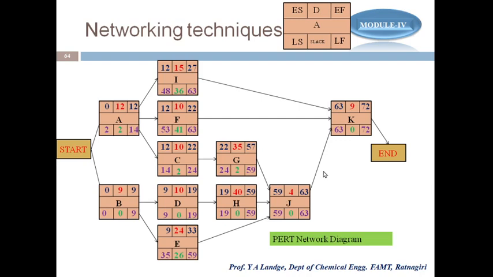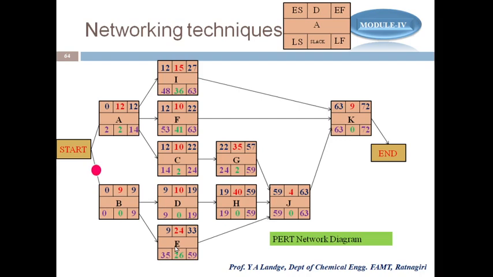Now how to find the critical path? If you observe properly, you see the slack of B is 0, D is 0, H is 0, J is 0, and K is 0. And the other activities have some number, not 0. Now we join those activities whose slack is 0, and that will give you the critical path.